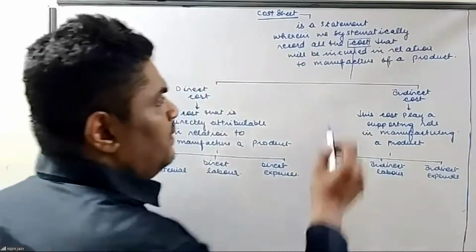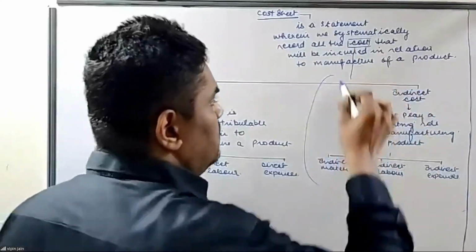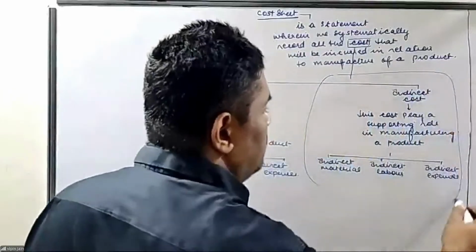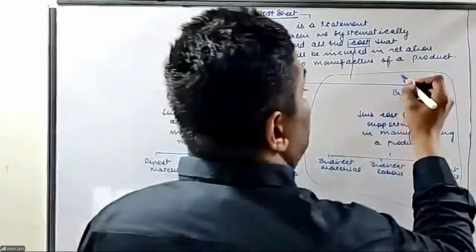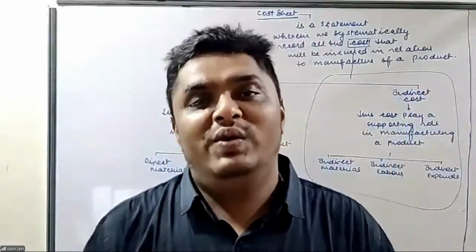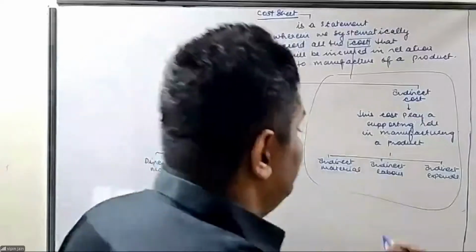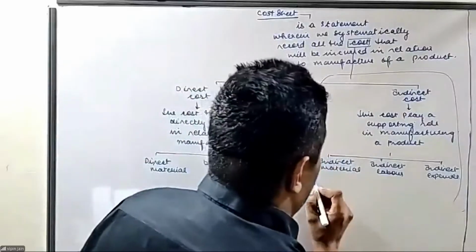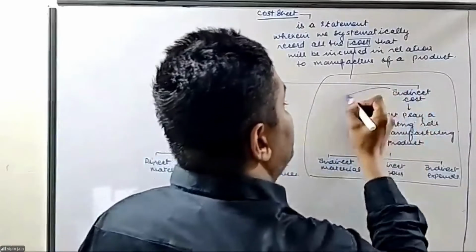Now, when talking about these indirect costs, we call them overheads. So in short, what are overheads? The indirect costs are what we call overheads.